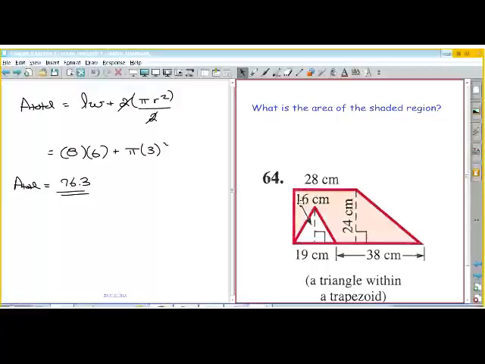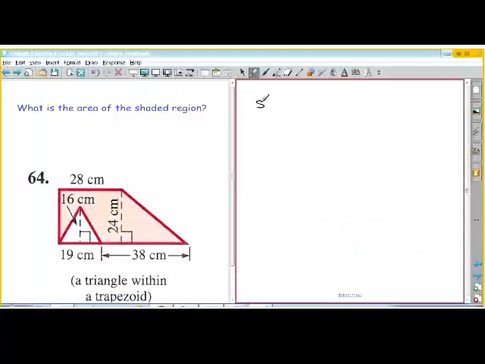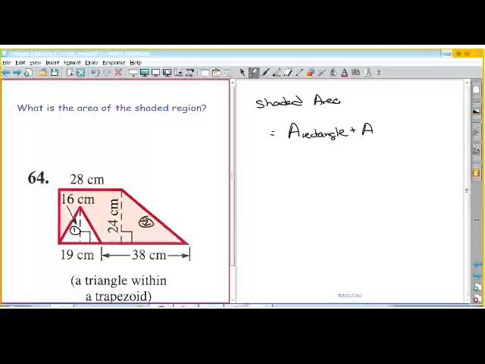You always want to make it made up of the simplest shapes that you can. And sometimes using subtraction is easier than using addition. So what I'm going to do here, I'm going to say the shaded area is going to be equal to the area of the rectangle plus the area of, well, there's two triangles. We'll call this triangle 1 and we'll call this triangle 2.